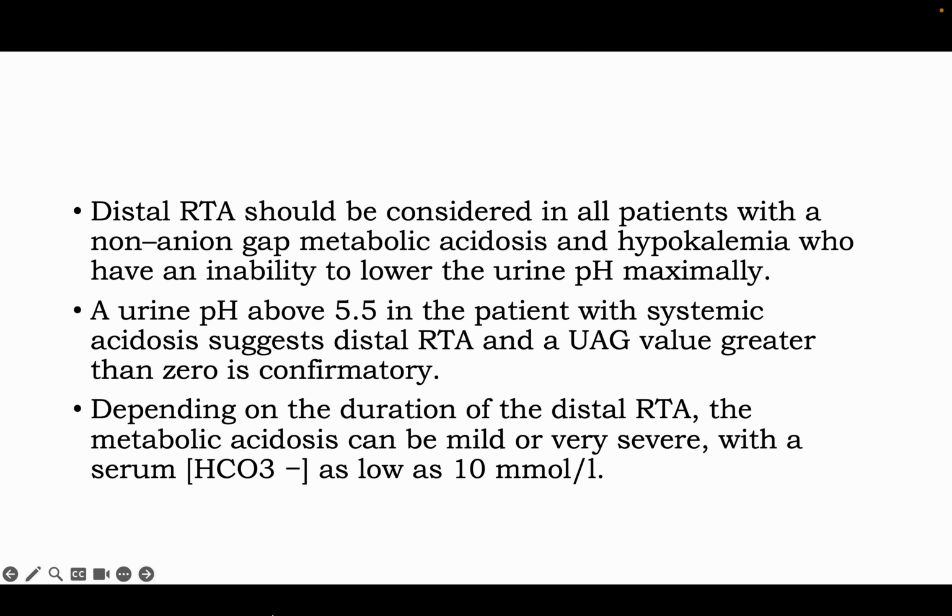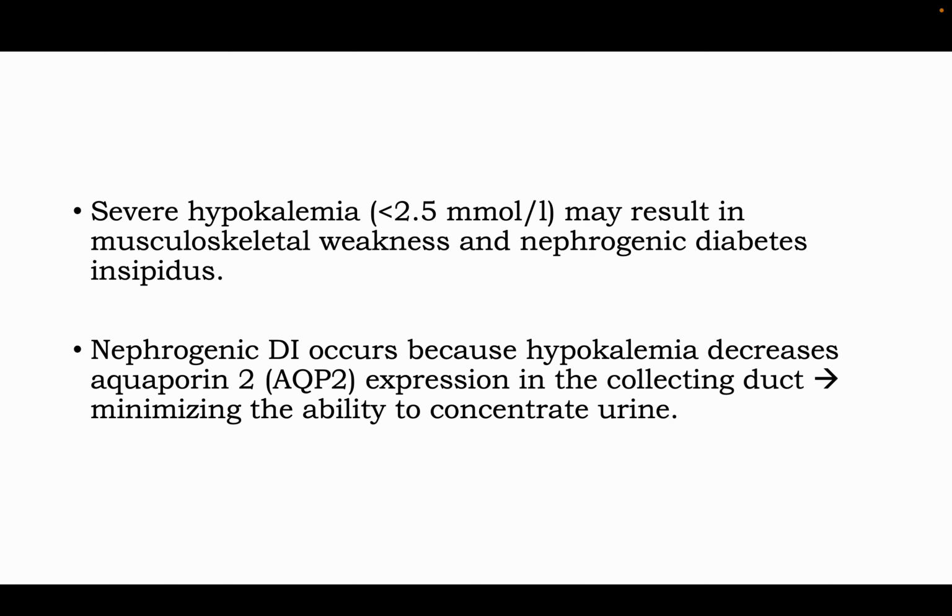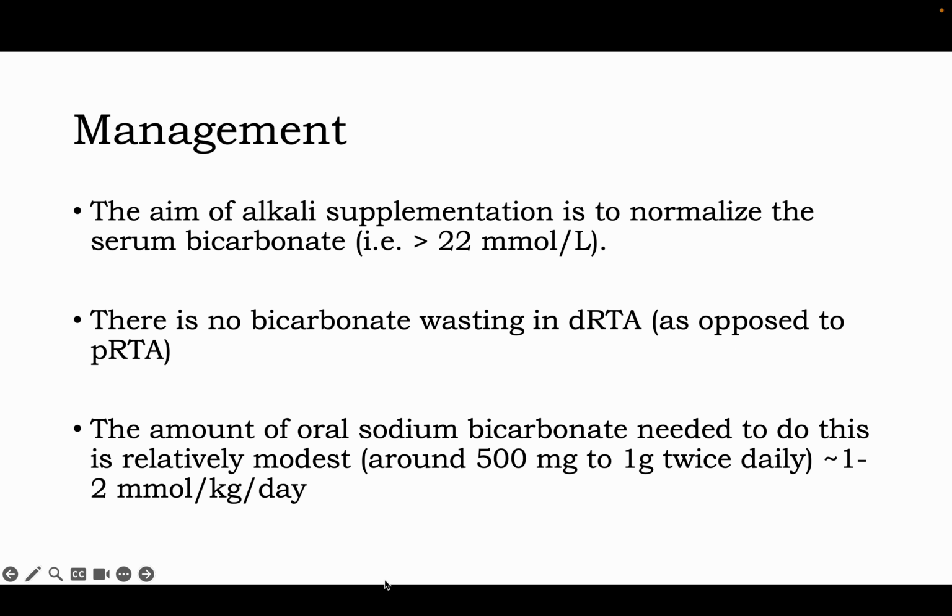It depends on the duration of disease. Early disease can have a bicarb of 18. With ongoing disease it can go as low as 10 millimoles per liter. Hypokalemia can be a presentation. Nephrogenic DI also can be a presentation in the case of distal RTA.